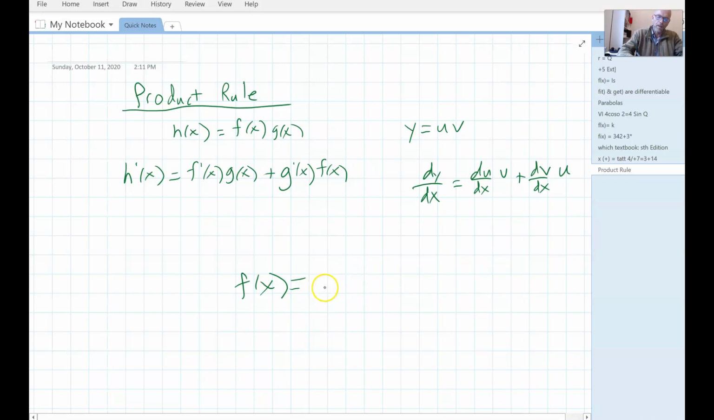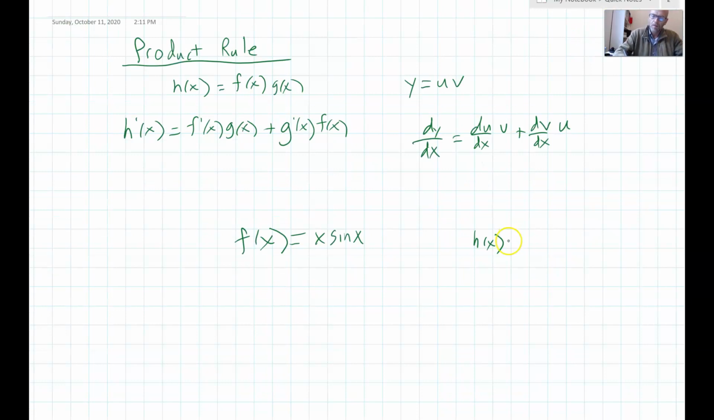However, if I have something like x sine x, you could think of this function as the expression x times the expression sine x. So this would be a case where you need to use the product rule because you have two expressions multiplied together and both of them involve a variable. Another example might be x plus 3 times x minus 2.